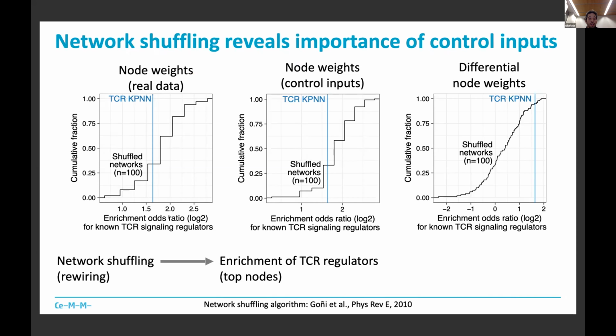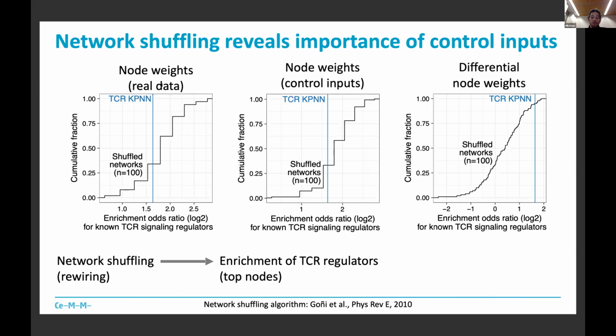Then I looked at the enrichment of annotated T-cell receptor regulators on the x-axis. On the x-axis, you see this regulators enrichment, and the distribution shown is the distribution over these shuffled networks. What you can see is that if you just use the node weights based on real data without any control, the enrichment is the same, or approximately the same, in the shuffled networks as in the real network. This is also true when we just use control inputs, which are again these completely artificial inputs just for control.